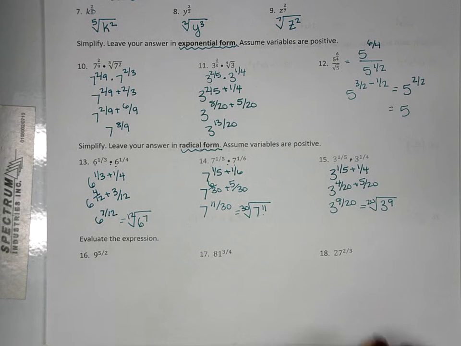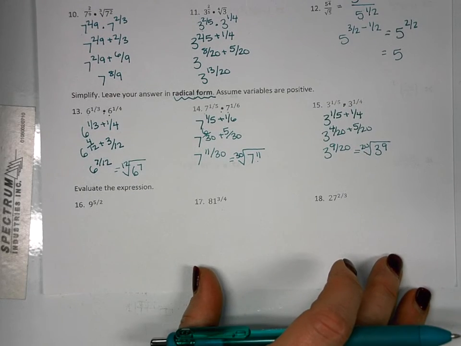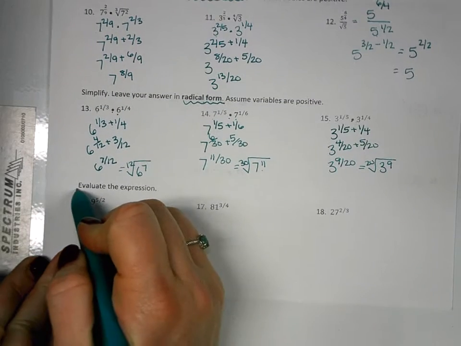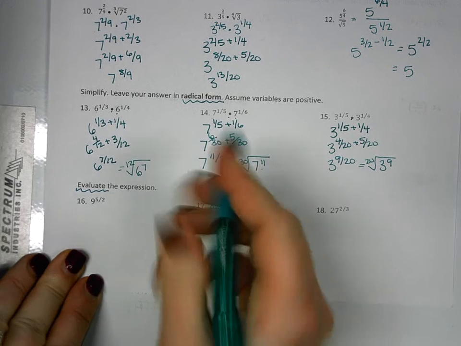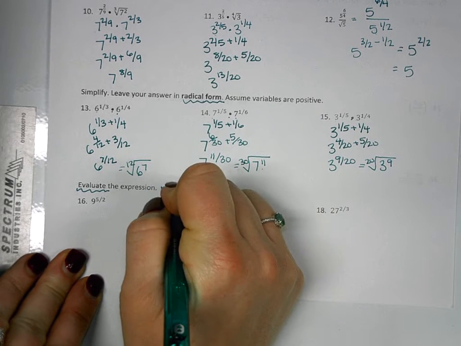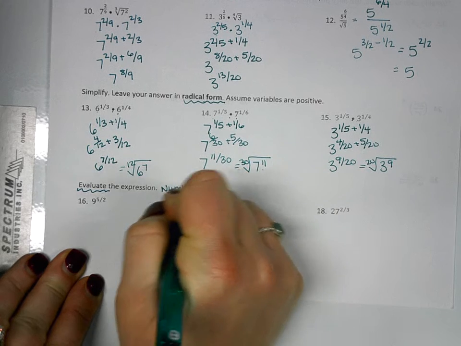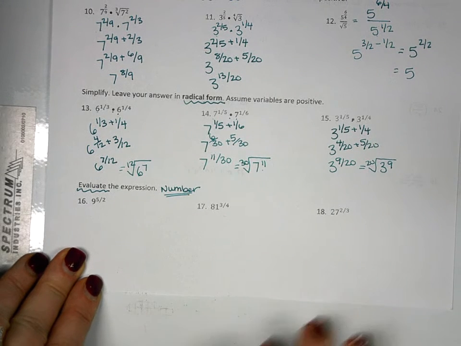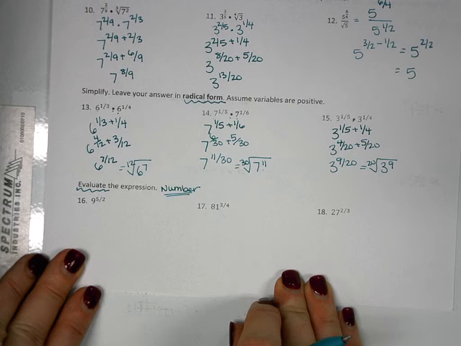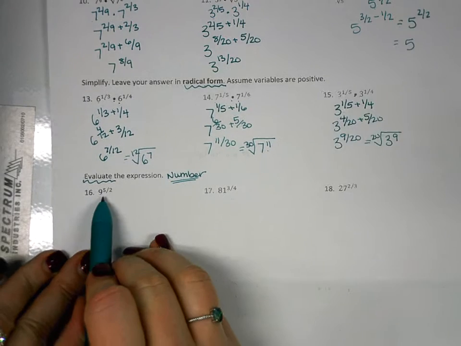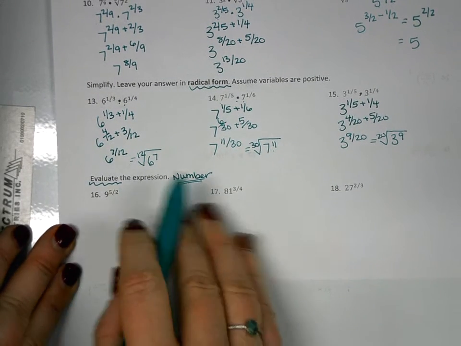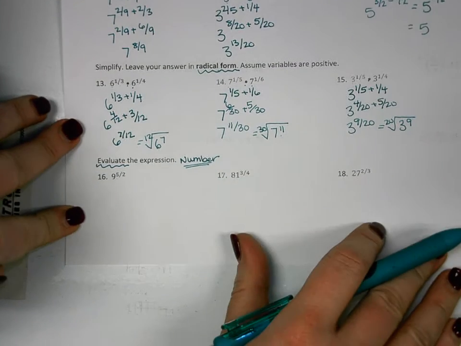All right, so the next group, so far it's been a lot of just converting back and forth and using some of our basic exponent rules. So the next group down here at the bottom, we had to evaluate. Now evaluate usually means your answer is a number. Okay, so we're not going to have an exponent, we're not going to have a radical, it most likely will be a number. And so when we have something like 9 to the 5/2, this is where we want to rewrite it as a radical.